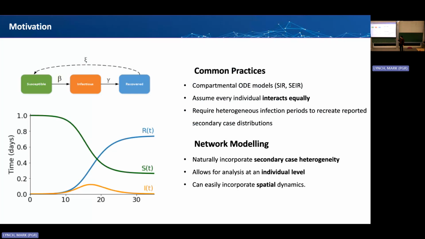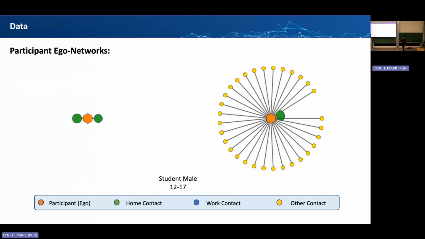And so we use networks. Networks naturally incorporate this secondary case distribution by people only interacting and only spreading diseases to their neighbors, people that they're connected to. And this allows for analysis at an individual level, and protocols to stop disease spread. But there's no standardized approach to build these networks.